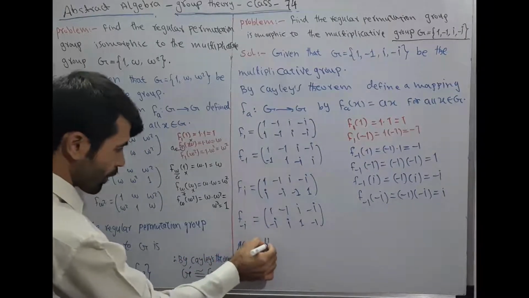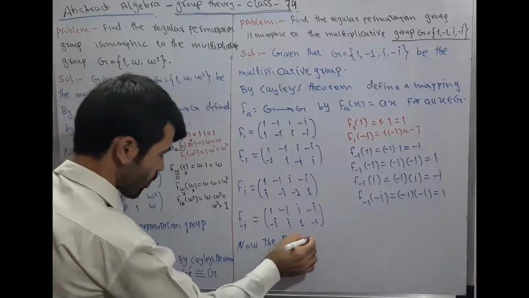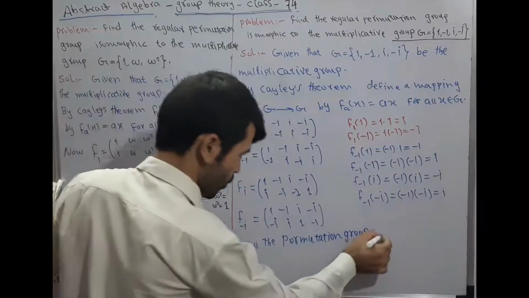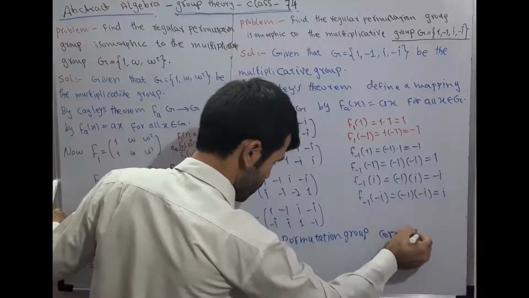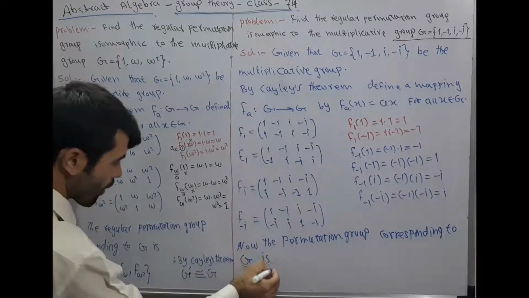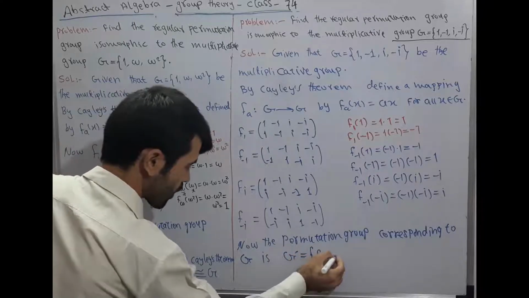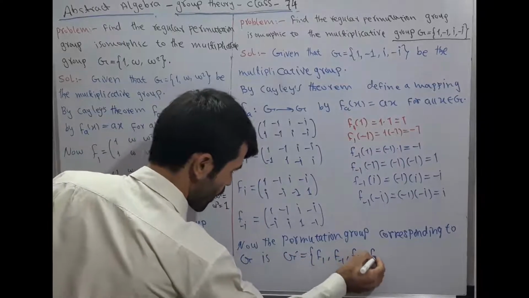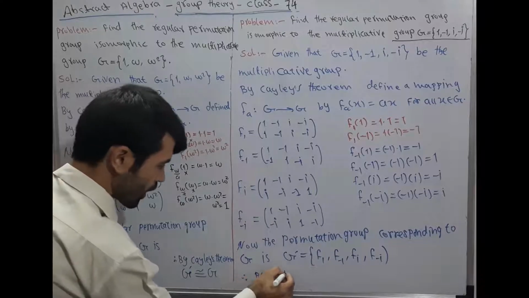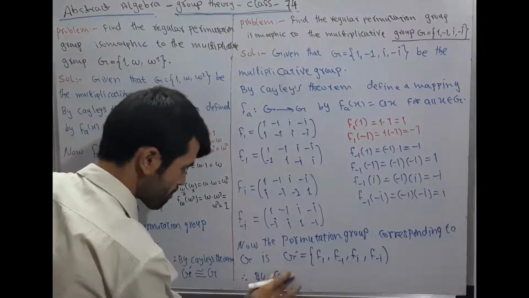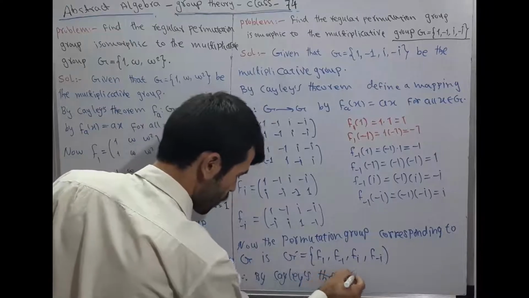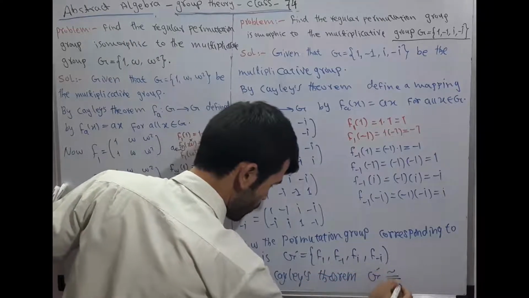Now the permutation group corresponding to G is G' = {f_1, f_minus 1, f_i, f_minus i}. Therefore, by Cayley's theorem, G' is isomorphic to G.